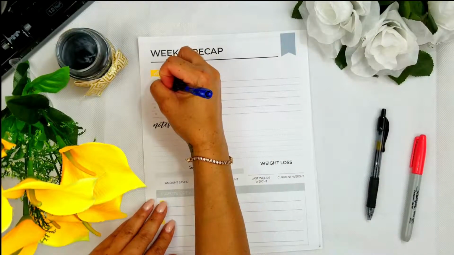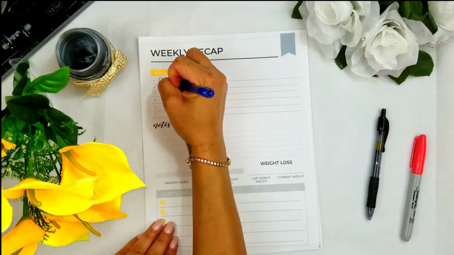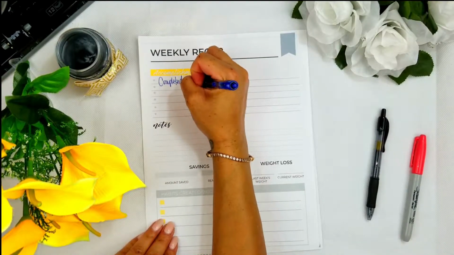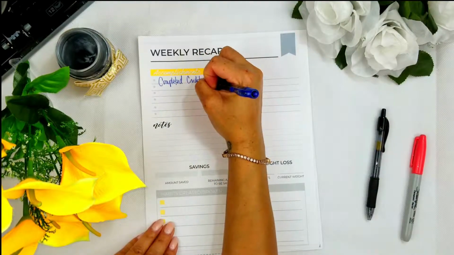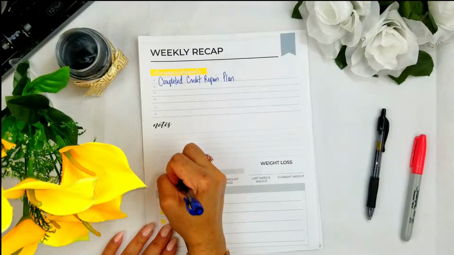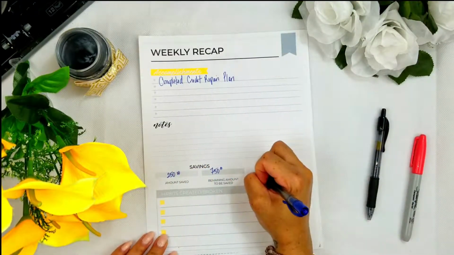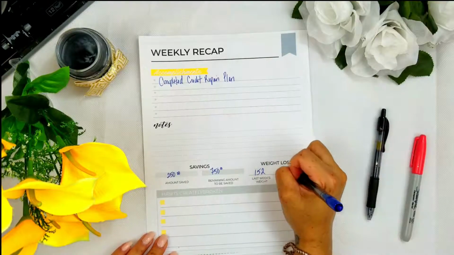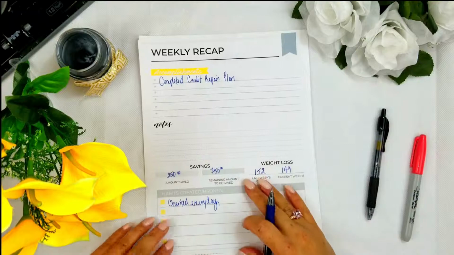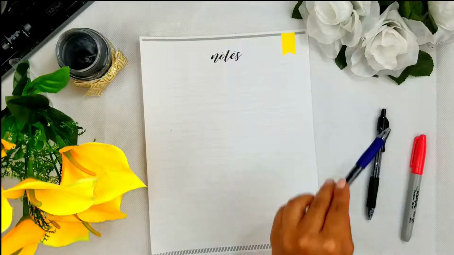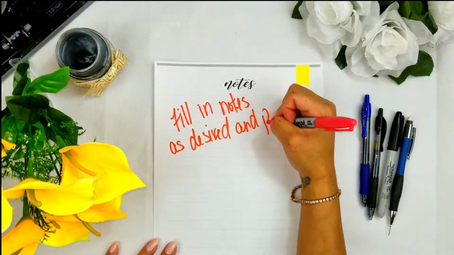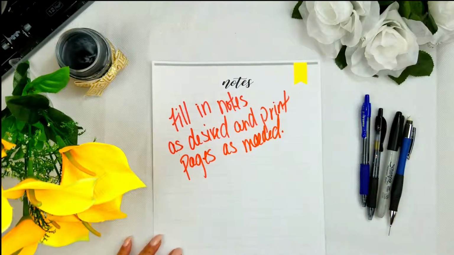Now, for the weekly recap. Here you will acknowledge the things you completed and hold yourself accountable for the things you did not and where you need to pick up the slack. Record what you have saved and how much you have left to acquire. Enter your weight from last week and this week. Then acknowledge the habits you have created and broken through your 30-day challenges. With this Goals Planner download, you will receive a notes page that you can fill in and print as needed.